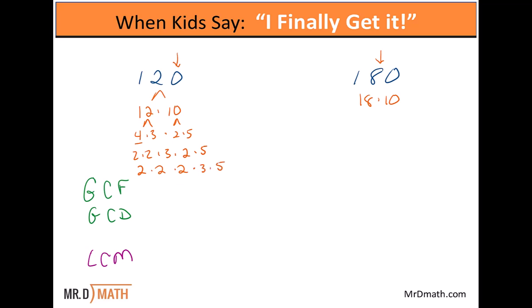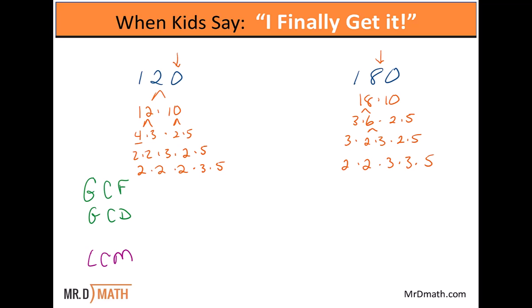How about 18 times 10? 3 times 6 is 18. Last time I used 2 times 9. It doesn't matter. You can put them in any order you want. Then we have what? 3 times 2 times 3 times 2 times 5. What do we have when we write them in order? 2 times 2 times 3 times 3 times 5.